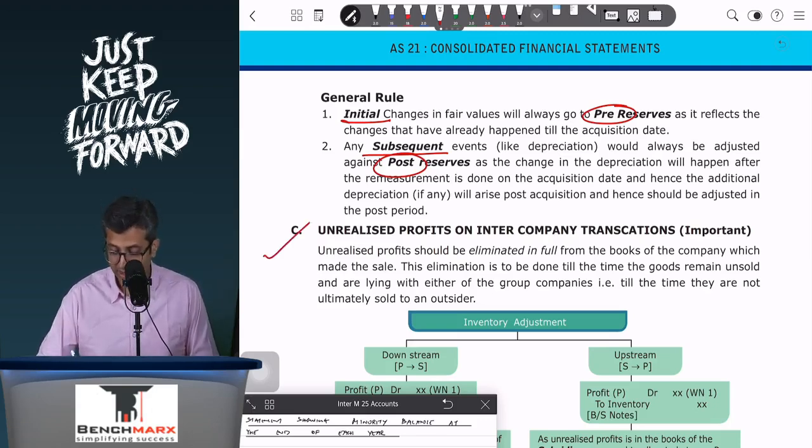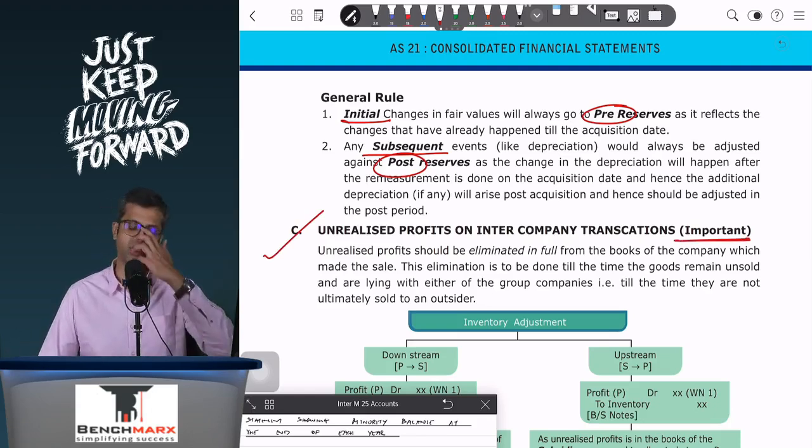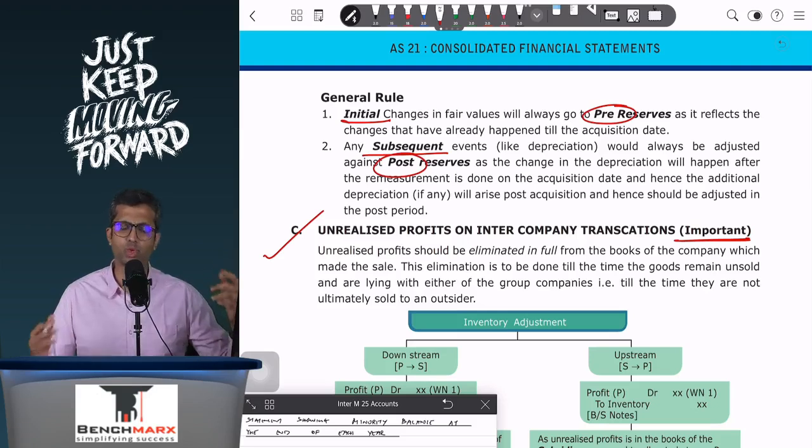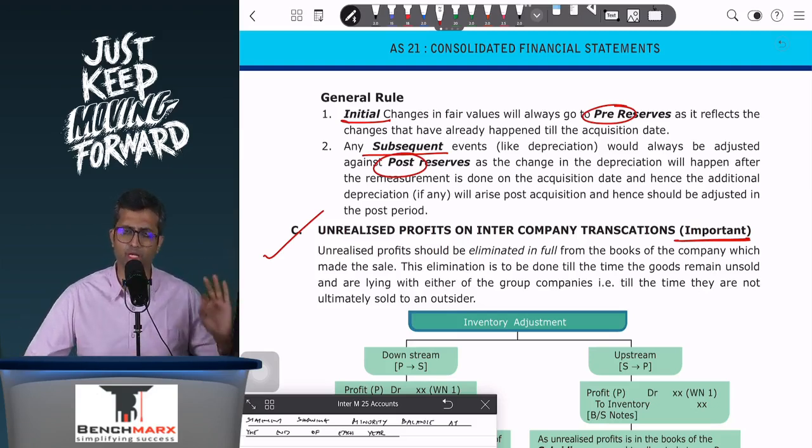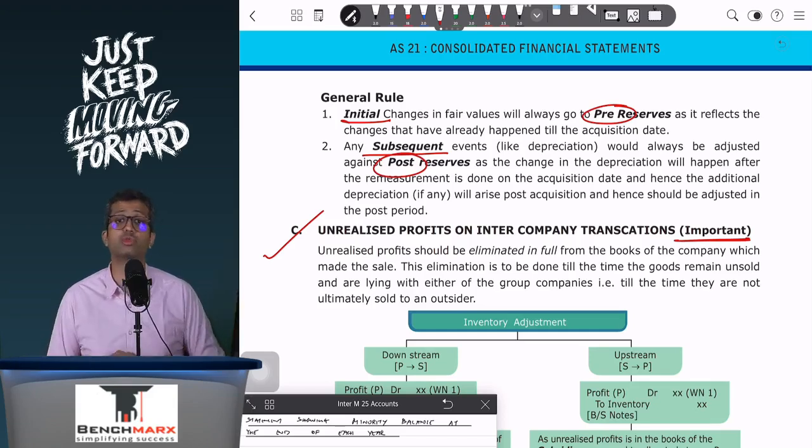Okay. Next you have unrealized profits on intercompany transactions. This is also an important adjustment. There are two types of transactions. Where the parent sells to the subsidiary goods of 100 at 120, a profit of 20 is recorded in the books of the parent. The subsidiary has recorded stock of 120 which it is unable to sell. Now in a consolidated balance sheet, the stock will appear at 120 and the parent's profits will appear at 20. However, out of that 120, 20 is unrealized profit and hence it needs to be eliminated.